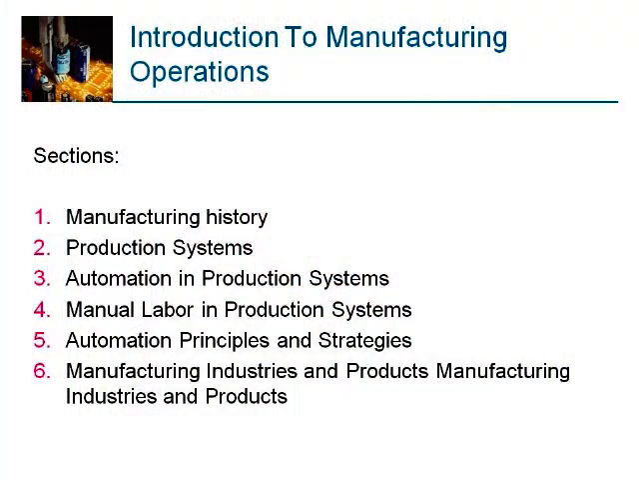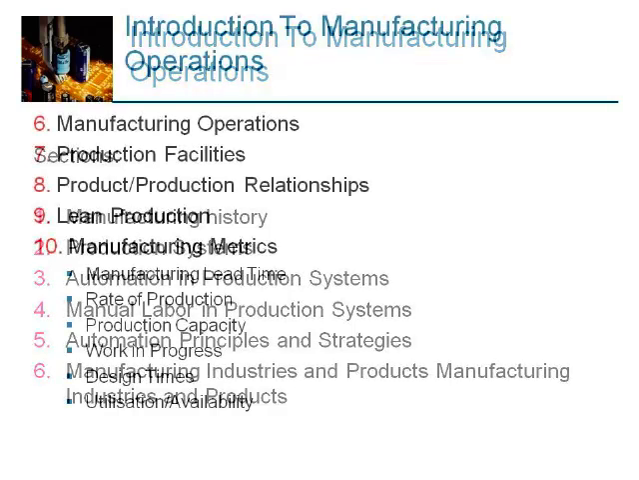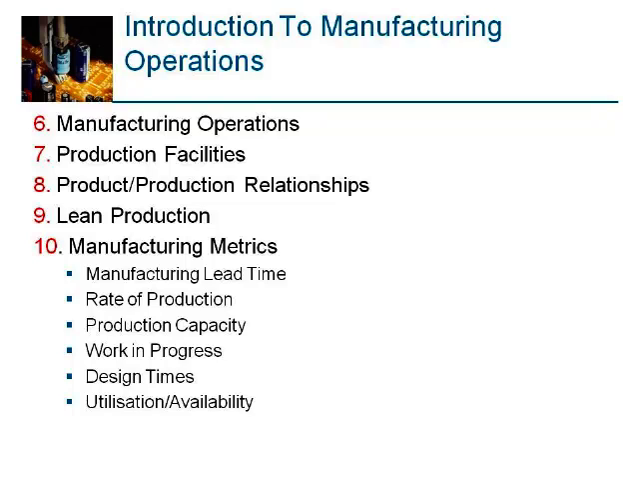In detail, this topic is covered in these sections: manufacturing history, production systems, automation in production systems, labor in production systems, automation principles and strategies, manufacturing industries, products, manufacturing operations, production facilities, product and production relationships, lean manufacturing, lean production systems, and manufacturing metrics or mathematical modeling of manufacturing systems.